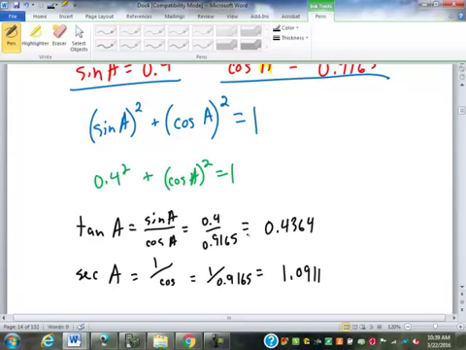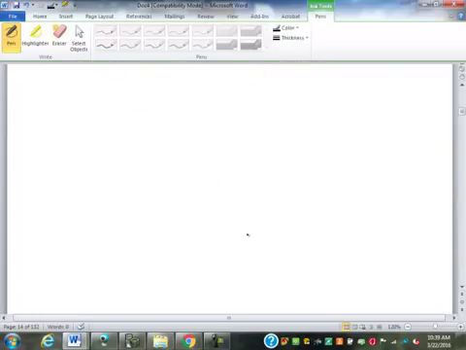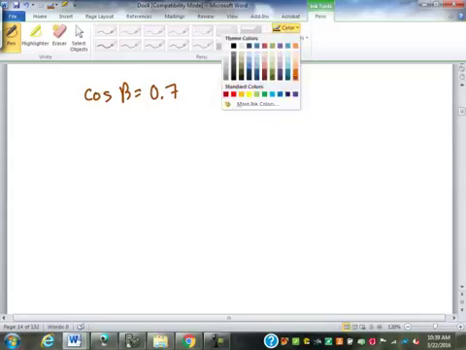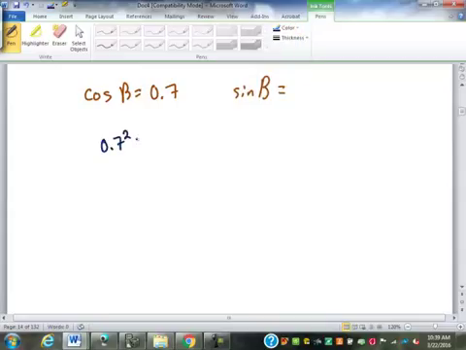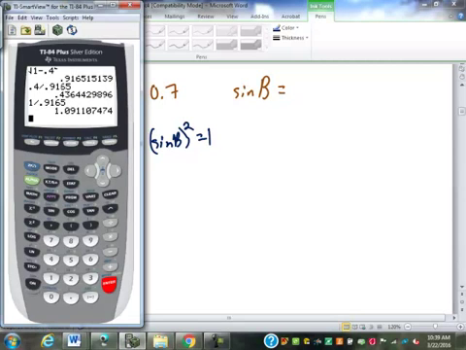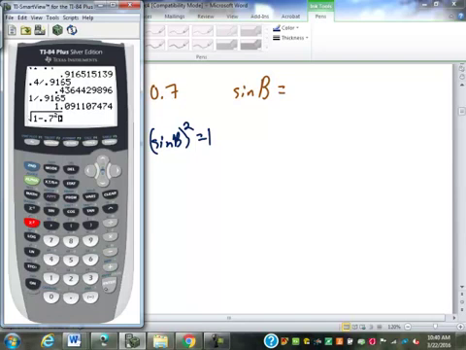Should we do another one like that? So let's say I tell you that the cosine of angle B equals 0.7. Find for me the sine of angle B quick. In your notes. What do we have to do? Cosine of B squared plus sine of B squared equals 1, right? So to solve that, it's going to be the square root of 1 minus 0.7 squared, right? 0.7141.